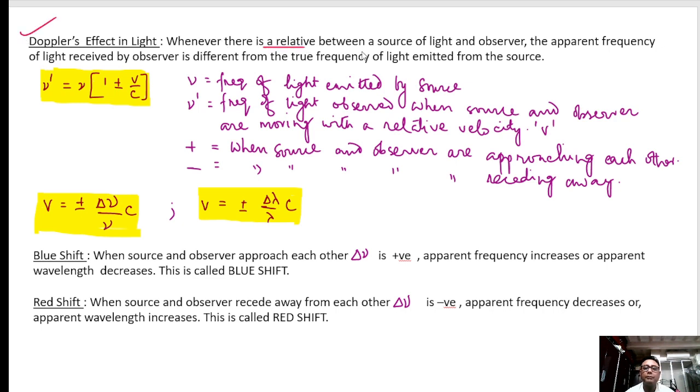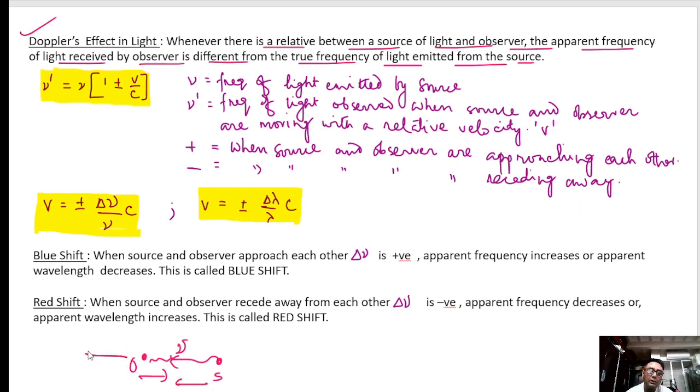Whenever there is a relative motion between a source of light and an observer, the apparent frequency of light received by the observer is different from the true frequency of light emitted from the source. For example, you are the observer here, and here is a source which is emitting light of frequency this. So when you and the source are moving towards each other or away from each other, definitely you will not see the same frequency of light. There will be a change in the frequency of light. So that is Doppler's effect.